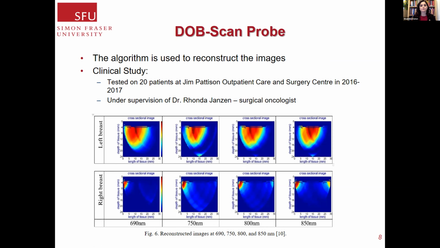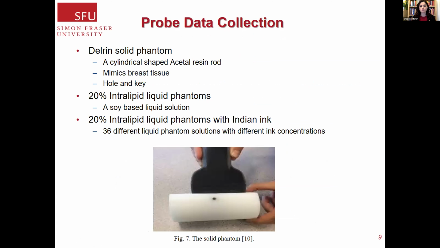Just before doing such experiments and generating such images, we conducted some studies with our phantoms. Phantoms are a scattering medium that has optical properties similar to breast tissue. We have three kinds of phantoms. For example, we have the Delrin solid phantom. You can see here it is the Delrin solid phantom. It has a cylindrical shape, and this Delrin phantom has optical properties similar to breast fat.